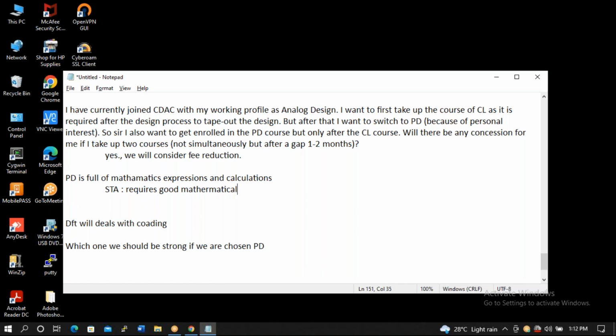A physical design engineer won't require much of mathematical skills. It's more of expertise with the semiconductor fundamentals. Understanding what is BJT, what is MOSFET, what is FinFET, what is second order effect, what kind of issues come, how to solve that problem.